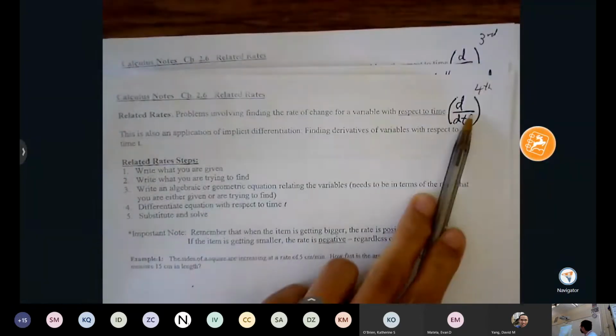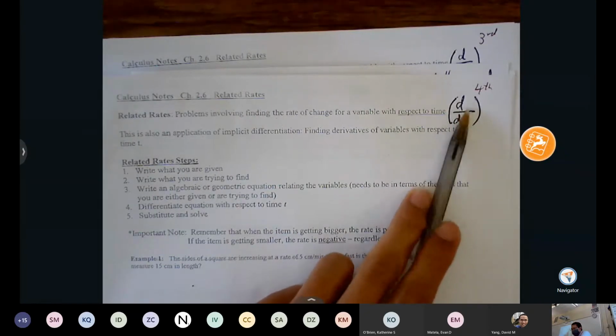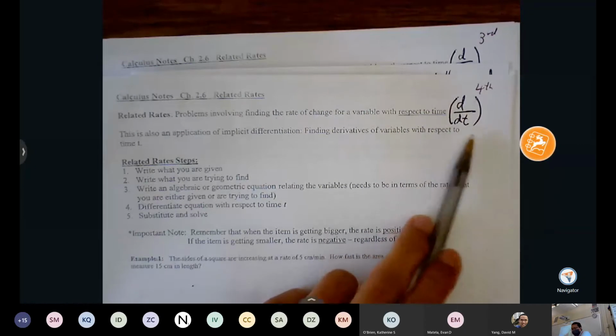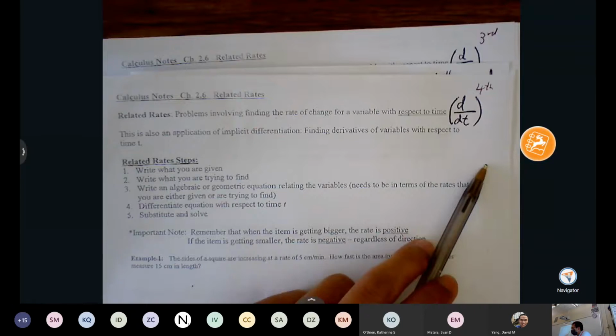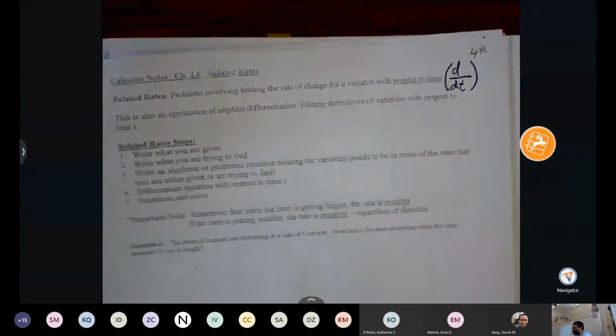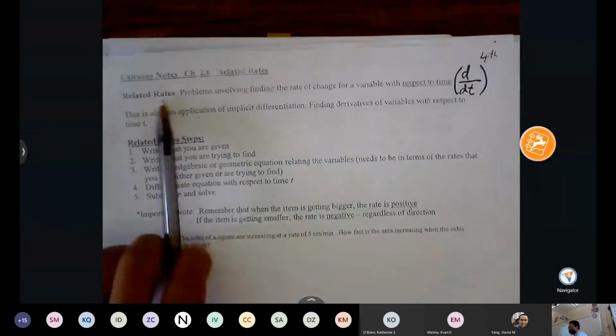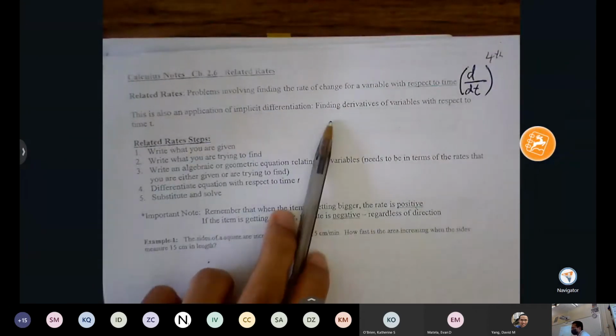And every variable is going to be impacted. So if it's radius, it'll be dr dt. If it's x, it'll be dx dt. If it's area, it'll be dA dt. So every variable is now going to have this additional piece we have to include for its derivative. This is also an application of implicit differentiation, being able to find the derivative of a variable with respect to time t.